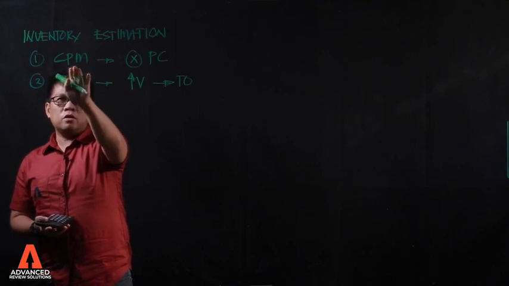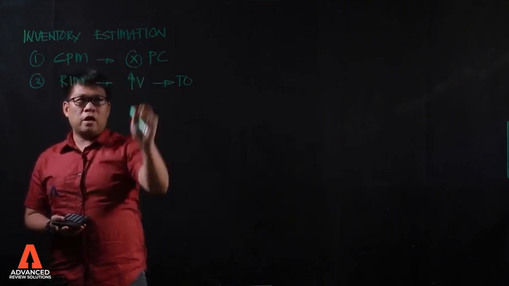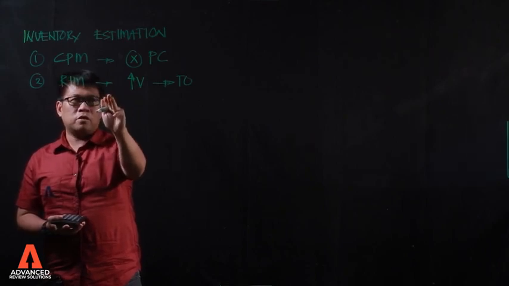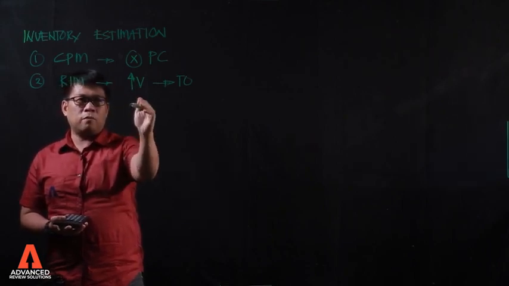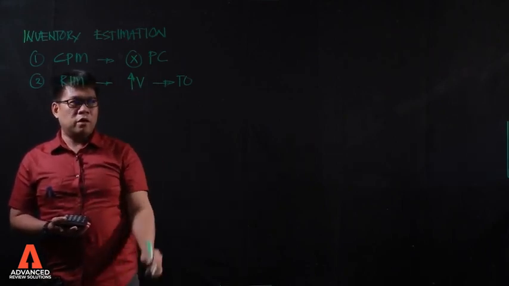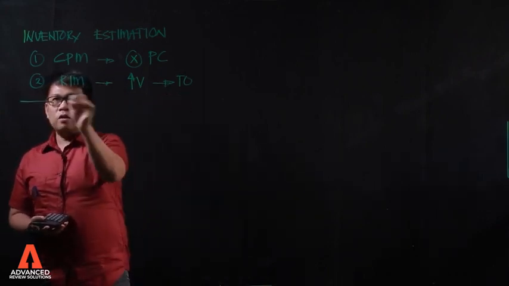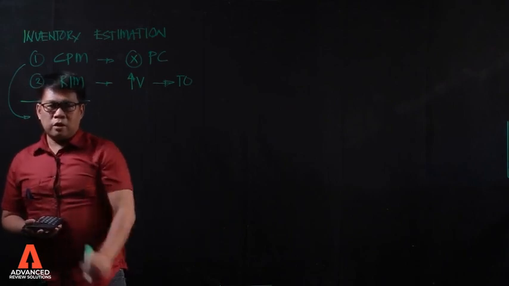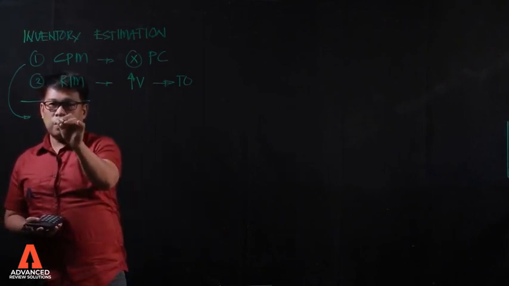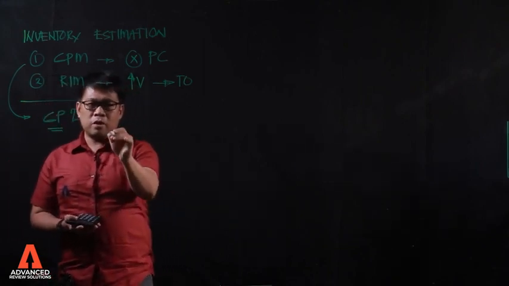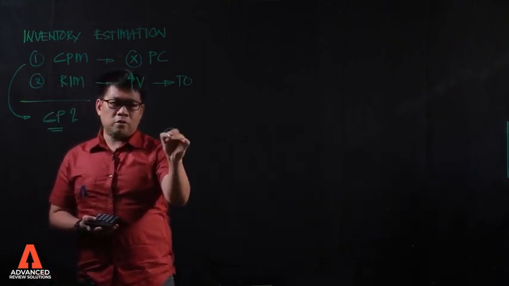You will use the gross profit method if you cannot conduct an actual physical count, while the retail inventory method you will use if there is an involvement of a large volume of inventories and there is a fast turnover of inventory. Under the gross profit method, this is highly dependent on the so-called gross profit percentage. And the gross profit percentage may be based on sales or may be based on cost.